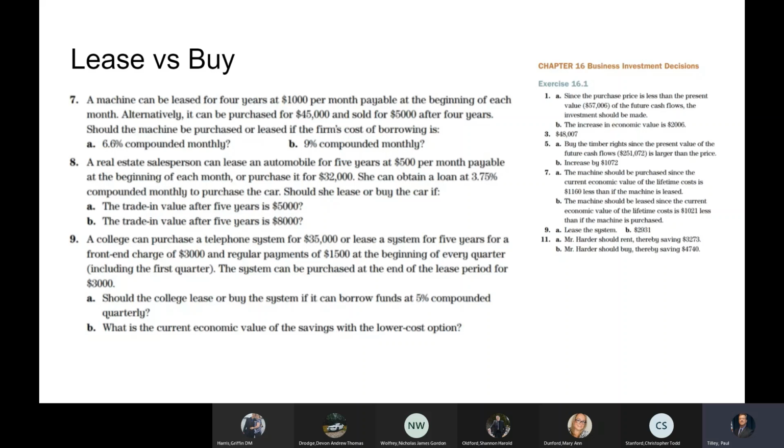Keep in mind what we're trying to do here. We're not trying to get an exact answer. We're trying to make a decision.